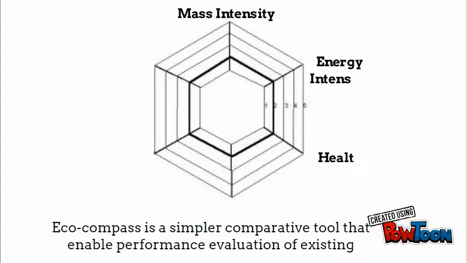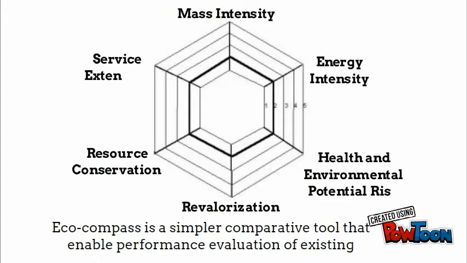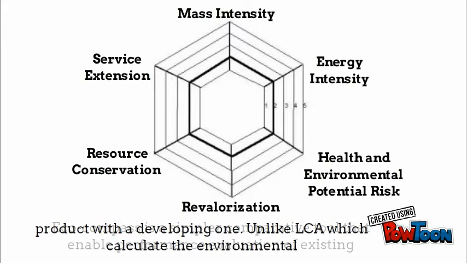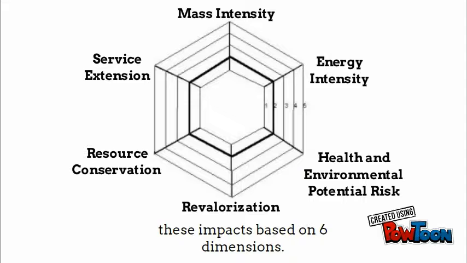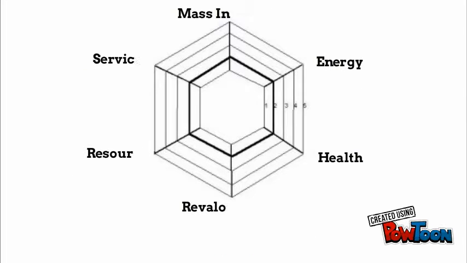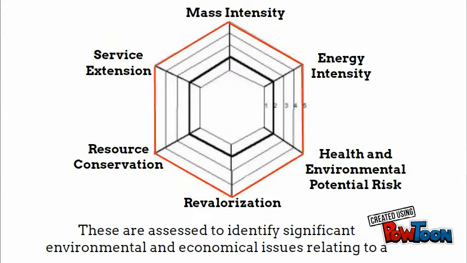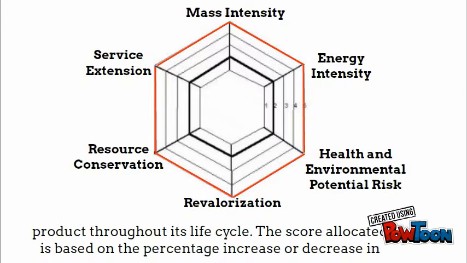EcoCompass is a simpler comparative tool that enables the performance evaluation of an existing product against a developing one. Unlike LCA, which calculates the environmental impact of a product by the inputs and outputs at the individual stages, EcoCompass quantifies impact based on 6 dimensions. These are assessed to identify significant environmental and economical issues relating to a product throughout its life cycle.